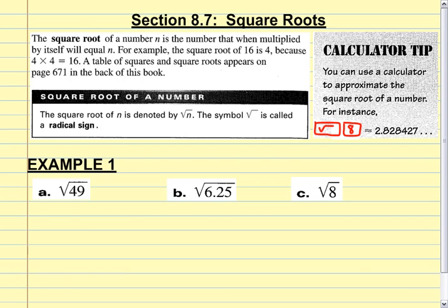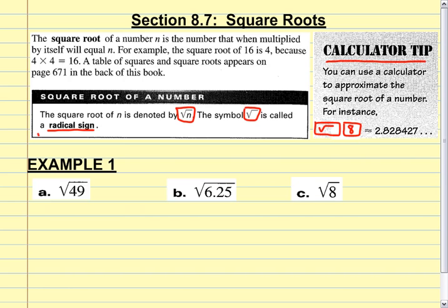Now, let's look at this a little bit right here. It says the square root of n is denoted, that means is shown, is written, is named by that little check sign that kind of looks like a division, but it has a check on it, over n. This little check sign is called a radical, or a radical sign. Okay? It's radical.